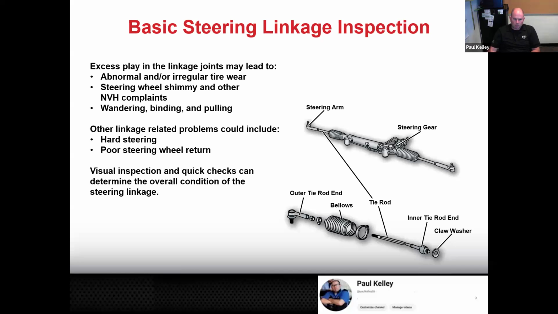So that's wandering, that's binding, and then pulling. You guys know pulling is literally if the steering wheel is generating a pull force. Not if you let the steering wheel go, which way does it tend to drift? It's more like you're holding the steering wheel and it's constantly tugging on your hand one direction or the other. Those are the three. Other problems that could be linkage related: hard steering, poor steering wheel return to center.